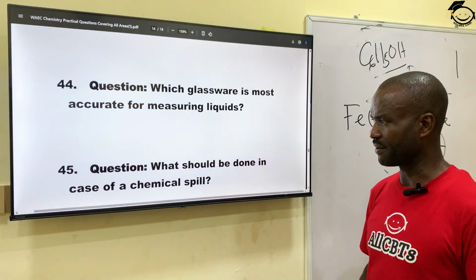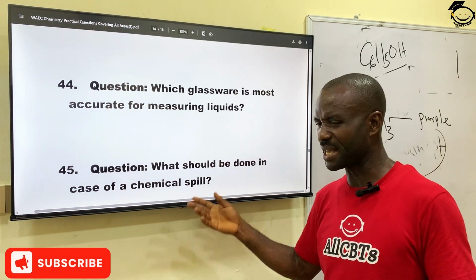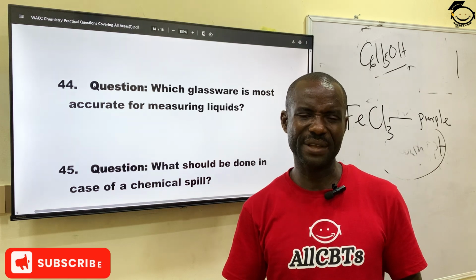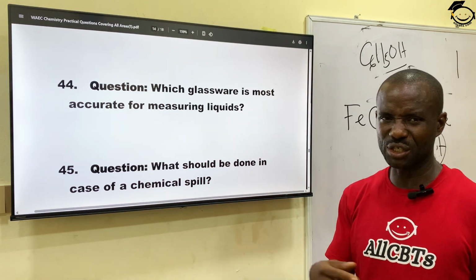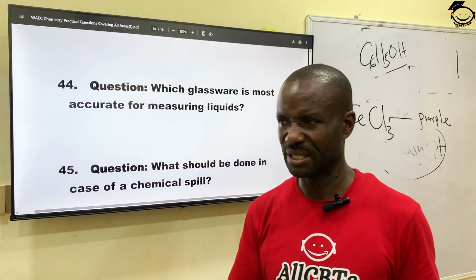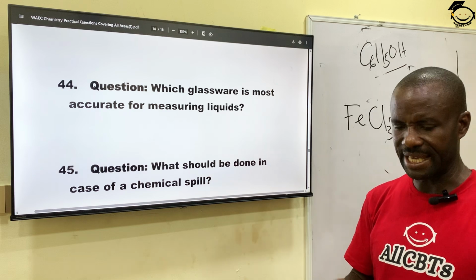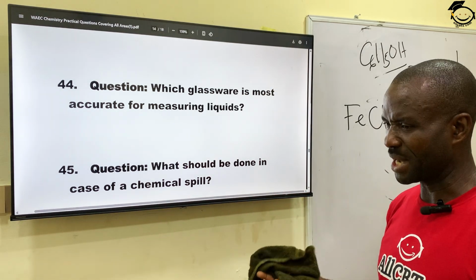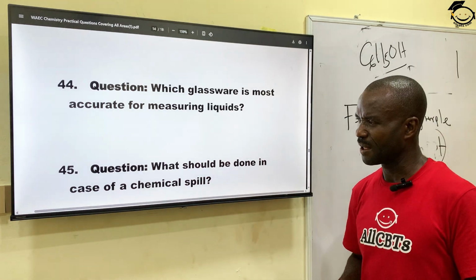Question 45. What should be done in case of chemical spill? Whenever you have a chemical spill in the laboratory, the first thing you do is to wash the surface with water. When you wash the surface with water, you then get a kit made of fiber, a cotton material, to rub off and clean up the surface.